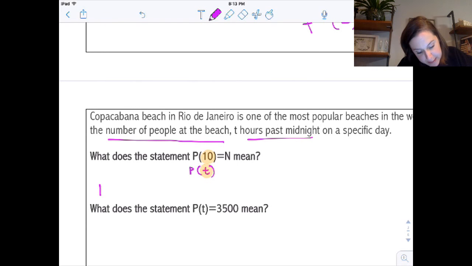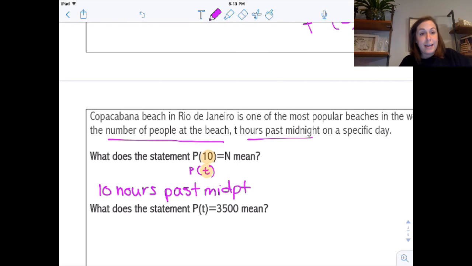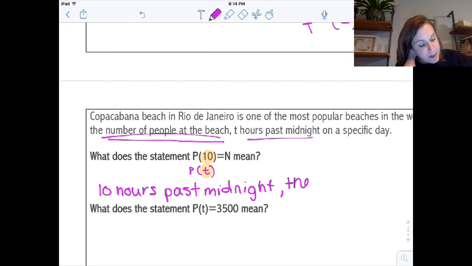That's my input value, right? And I'm being very specific here. Oh, can you tell I used to teach geo? I wrote midnight. What does P of t and this n thing mean? So P of t is the number of people. P of 10 equals n. So 10 hours past midnight, there are n people on the beach.